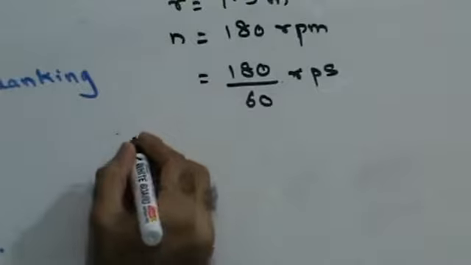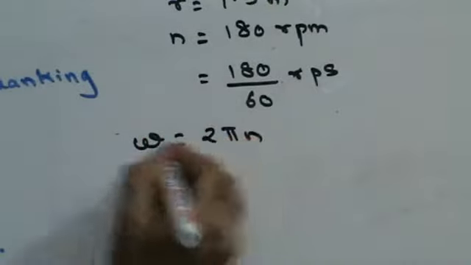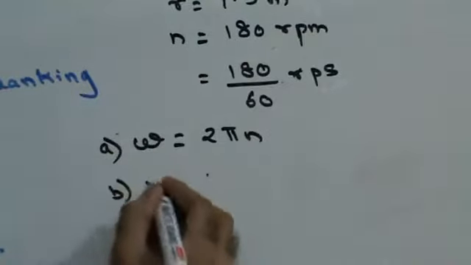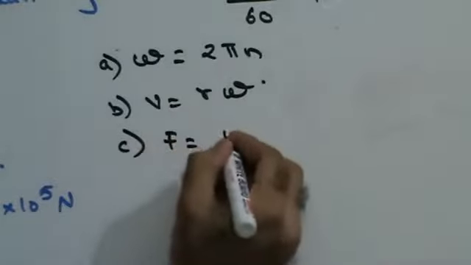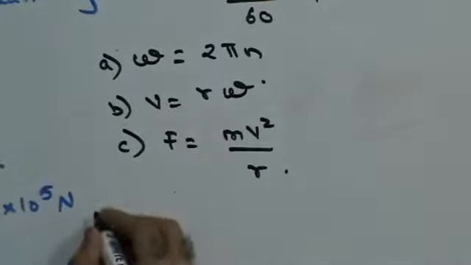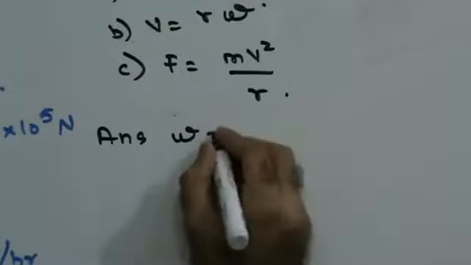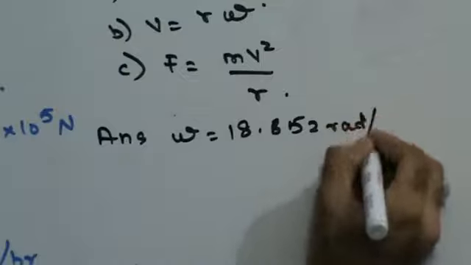Right? Angular velocity omega is nothing but 2 pi n. Linear velocity is r omega. And the third thing they've asked you, tension on the string, that is force, is nothing but mv square by r. All the things are given to you, straightforward sum. The answer for this should be omega is 18.852 radians per second.